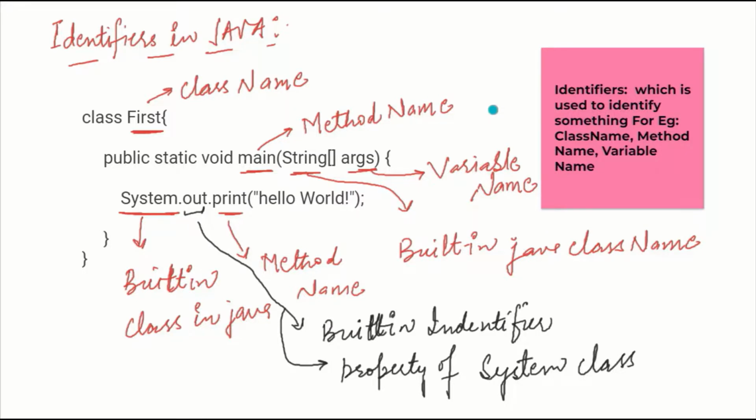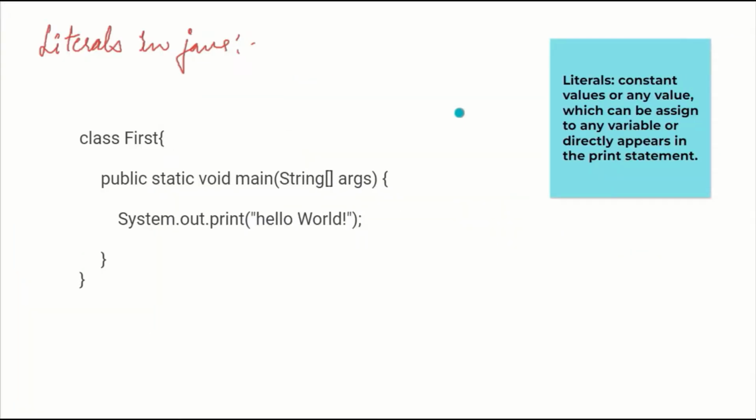So moving to the next terminology, that is literal. What is a literal? A literal can be any value. It could be a constant value, or any user defined value assigned to a variable, or any statement that you are writing within the print method, that is System.out.print. So all these are literals. It could be any value. In this program, this value hello world is the literal for us.